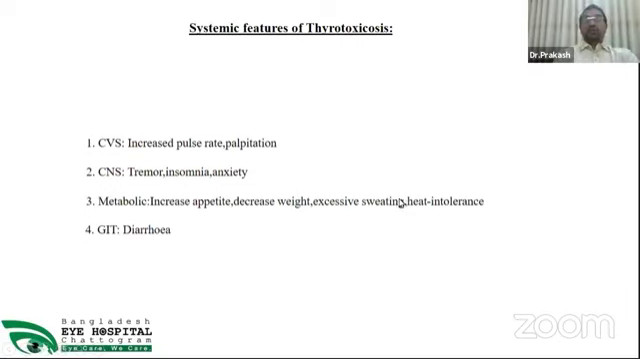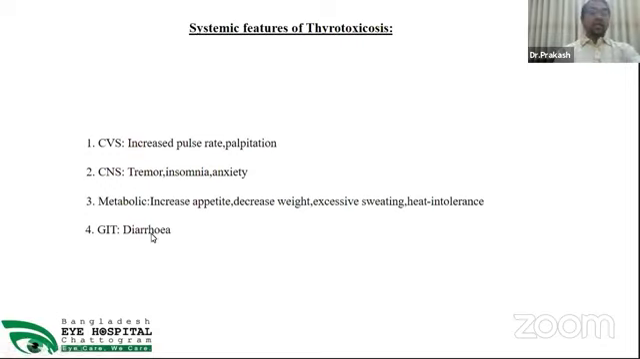And excessive sweating. This excessive sweating is a very common feature of thyrotoxicosis. And heat intolerance. What do we mean by heat intolerance? For example, in winter, we all use blankets. That is common. But if thyrotoxicosis is present, even in the winter season you will not use a blanket, and that is called heat intolerance.